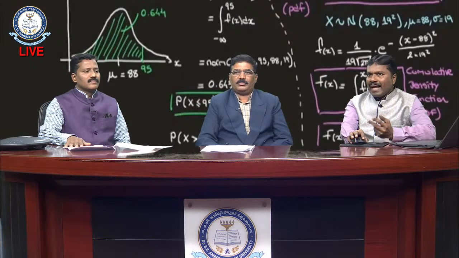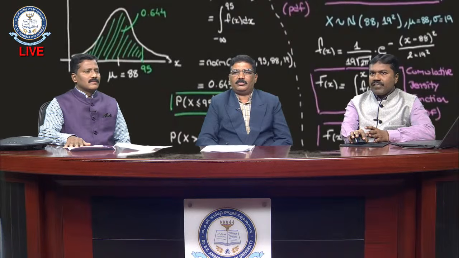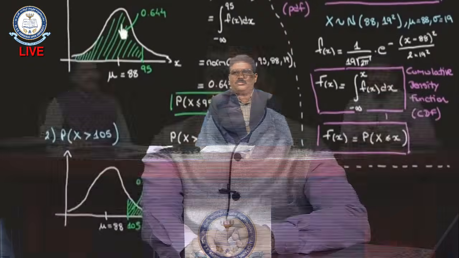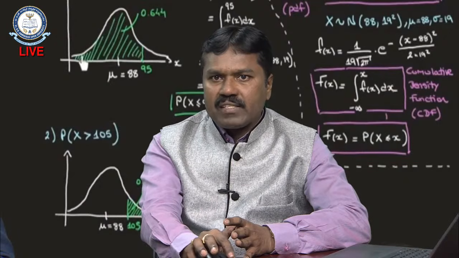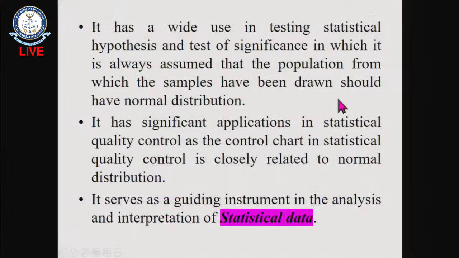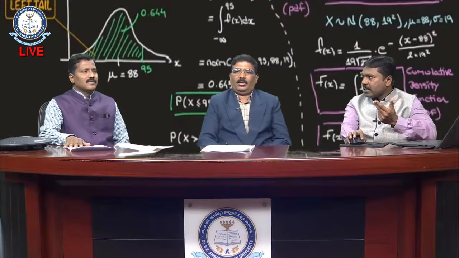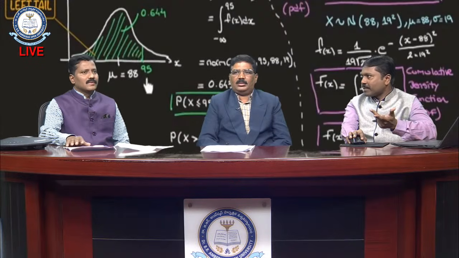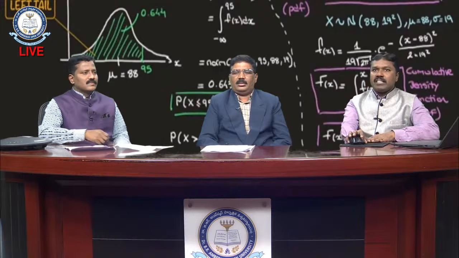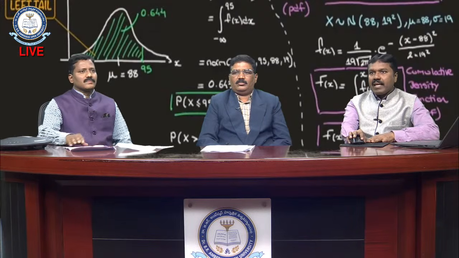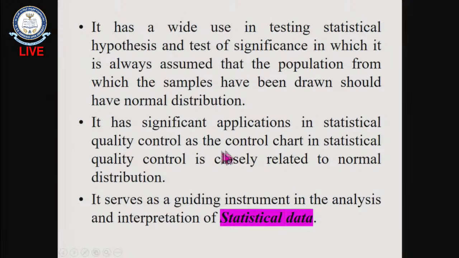It has wide use in testing statistical hypothesis and tests of significance, in which it is always assumed that the population from which the sample has been drawn is normal. Why a normal population? Because its data is in sync with the normal distribution. That is why we always consider the normal distribution. It also has significant applications in statistical quality control, as the control chart in statistical quality control is closely related to the normal distribution. This is one of the important aspects.